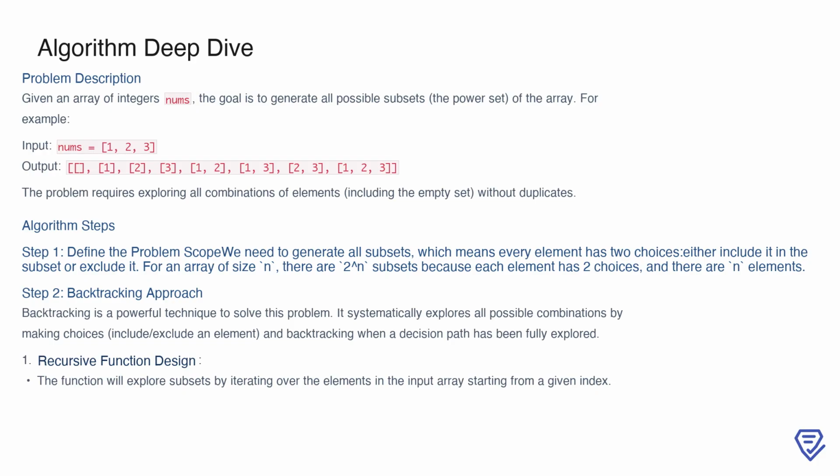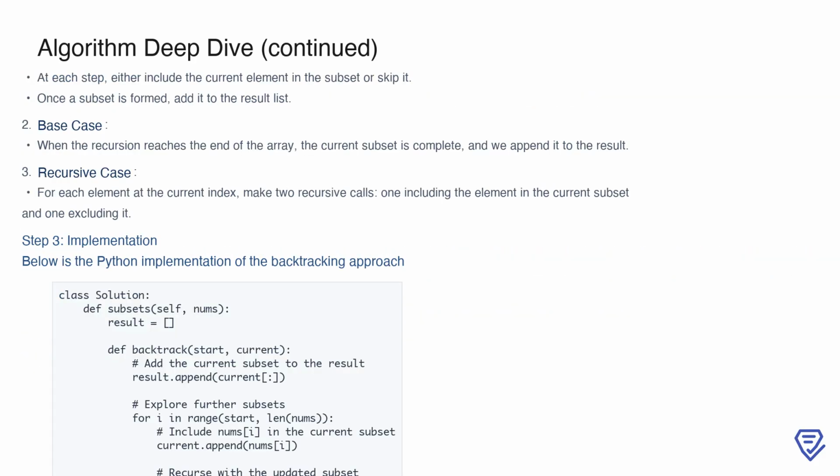at every step. At each step of the backtracking process, we either include the current element in the subset or skip it entirely. Once a subset is formed, it gets added to the result list. The recursion continues to explore further combinations until the base case is reached, which occurs when the function has processed all elements in the array. At this point, the current subset is considered complete and is appended to the result list. For the recursive case, the function makes 2 calls for each element, one that includes the element in the current subset and another that excludes it, ensuring all possible combinations are explored.